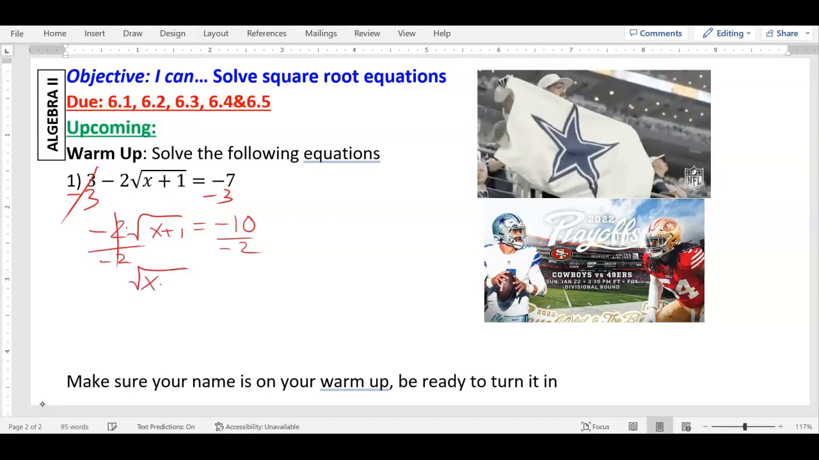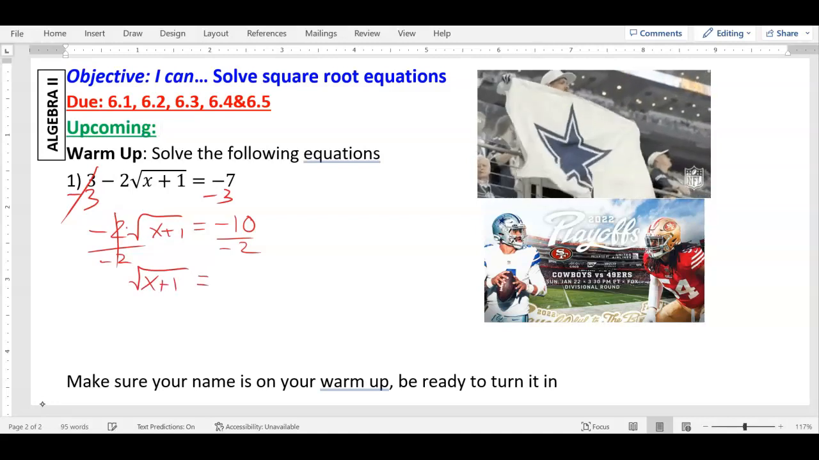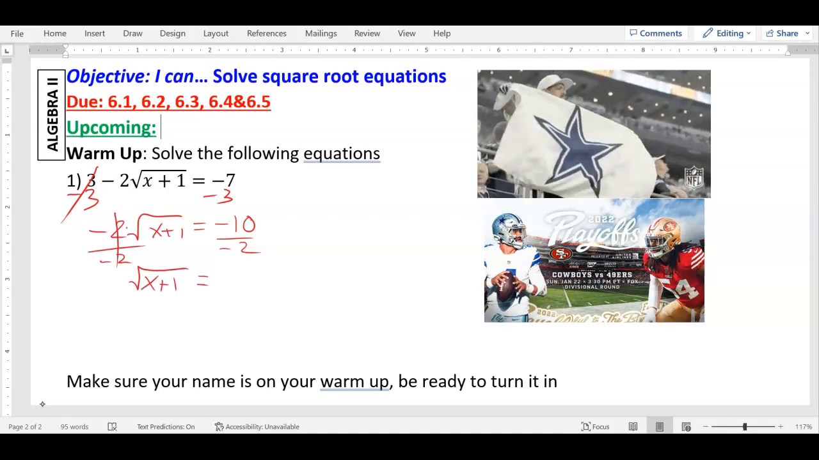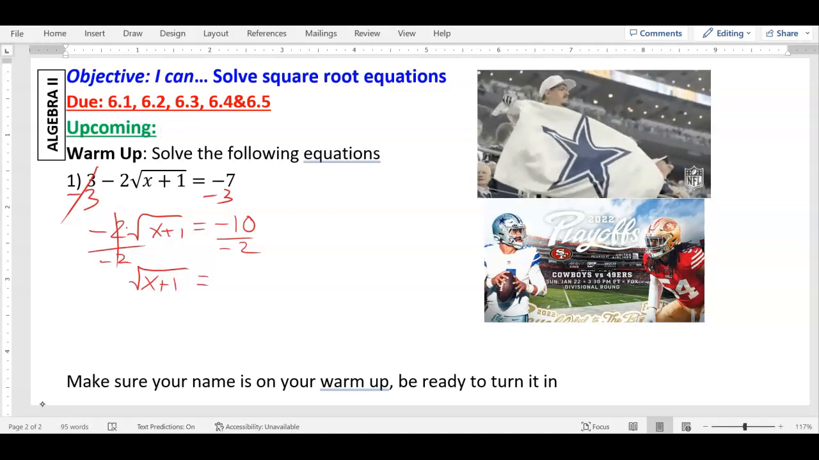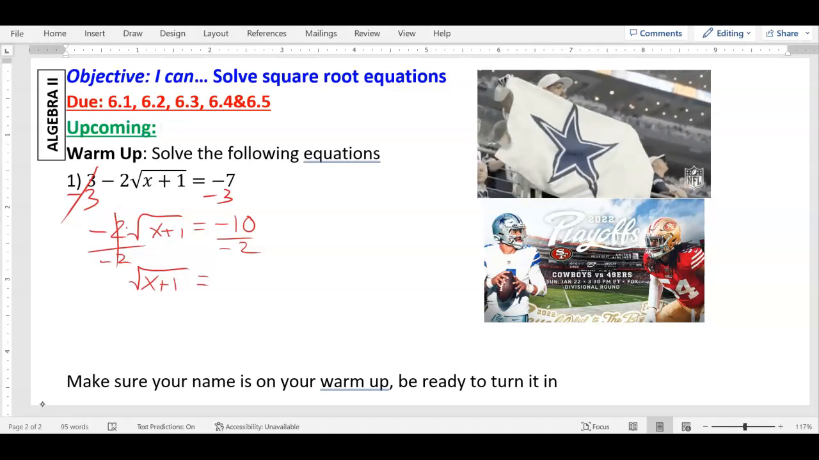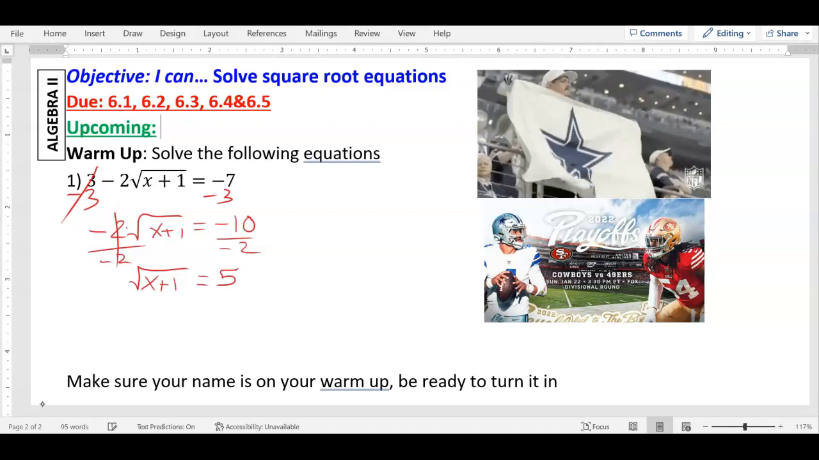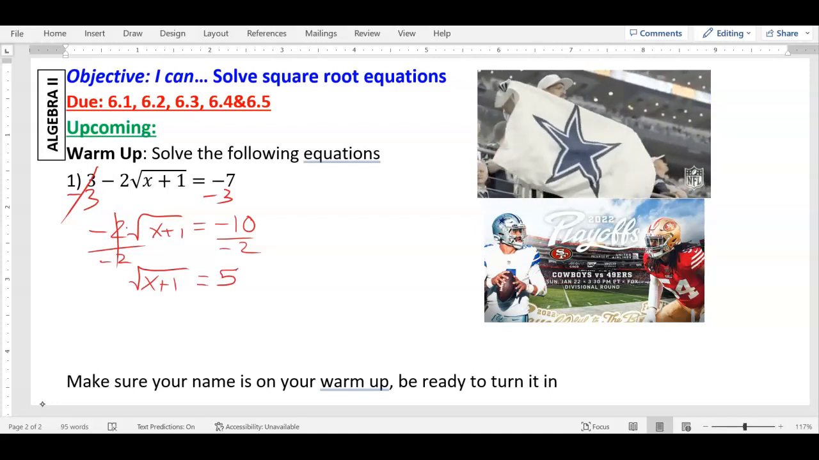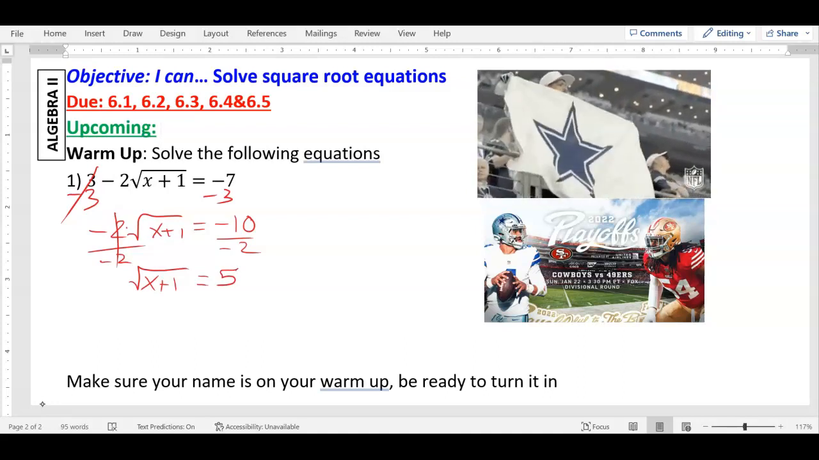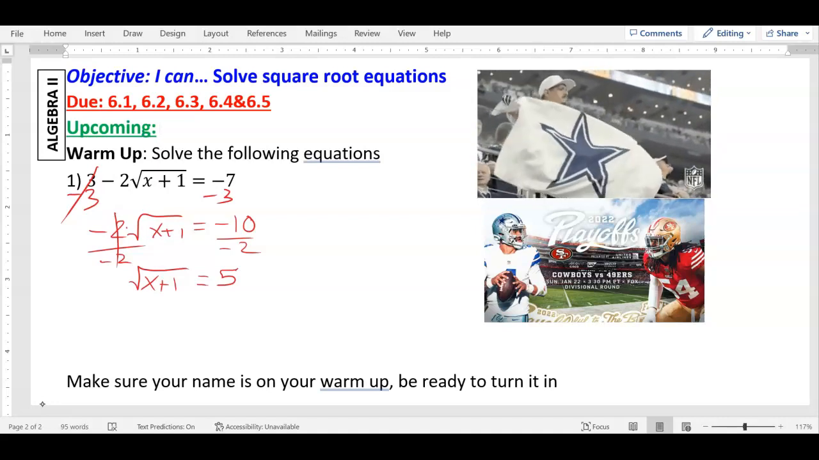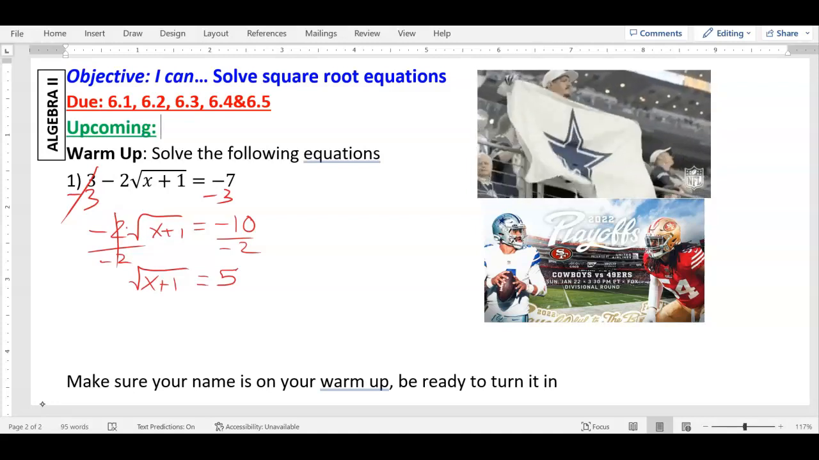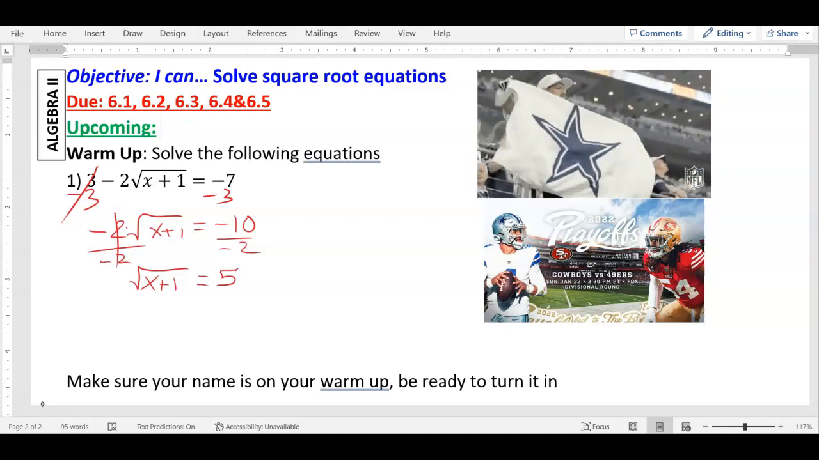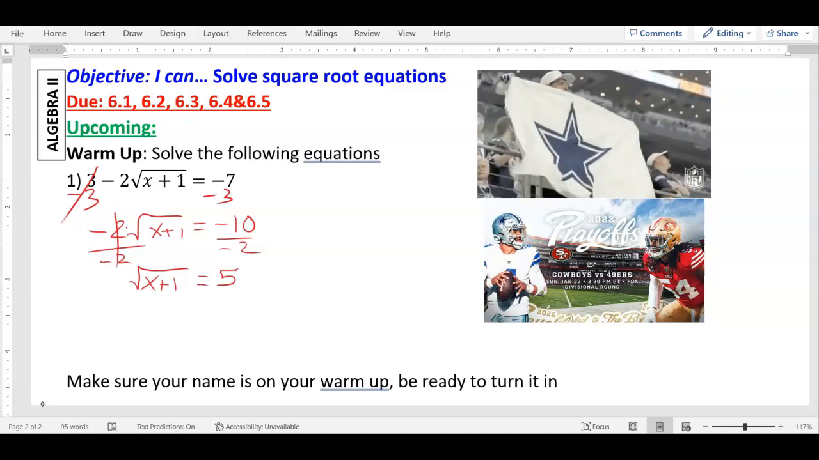Square root of x plus 1. What is -10 divided by -2? It is +5. Negative divided by a negative is positive. 10 over 2 is 5. Now, I have a radical by itself. Now I can do the next step, which is do the inverse of a square root. What is the opposite of square root? Squared, right? Square root and square are opposites.